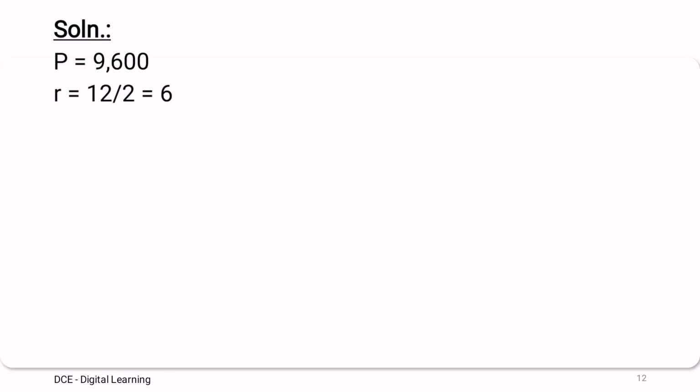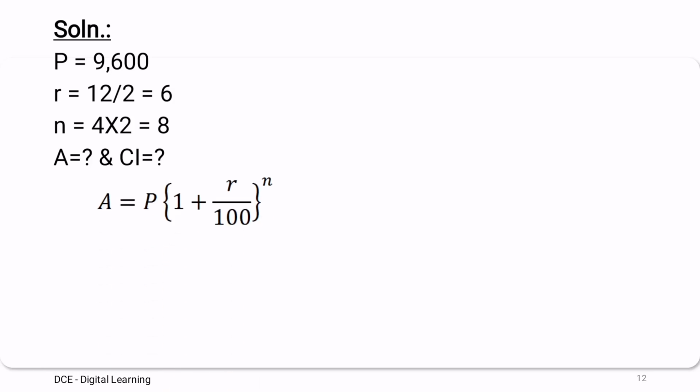So P is 9600, R is 12 divided by 2 because compounding is done half yearly, so the number of conversion periods is 2. So R is 12 divided by 2, 6, N is 4 years, number of conversion periods is 2 in a year, so 4 into 2, 8. The question mark is the amount and compound interest.